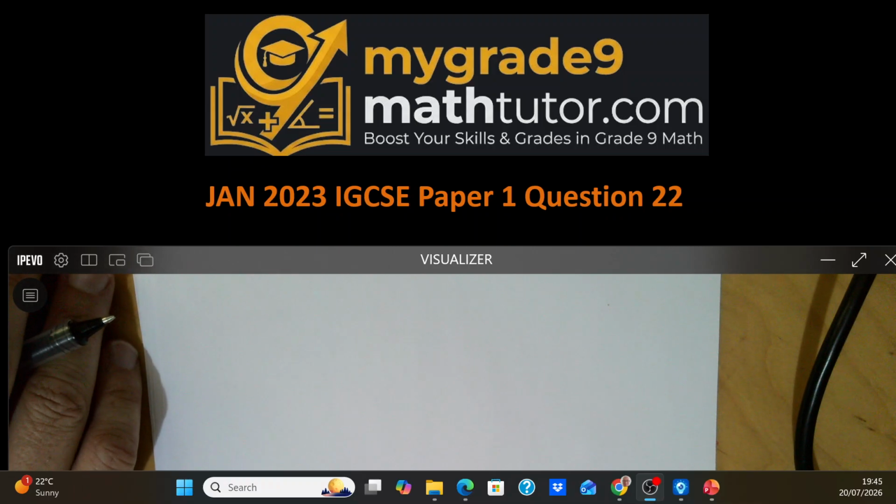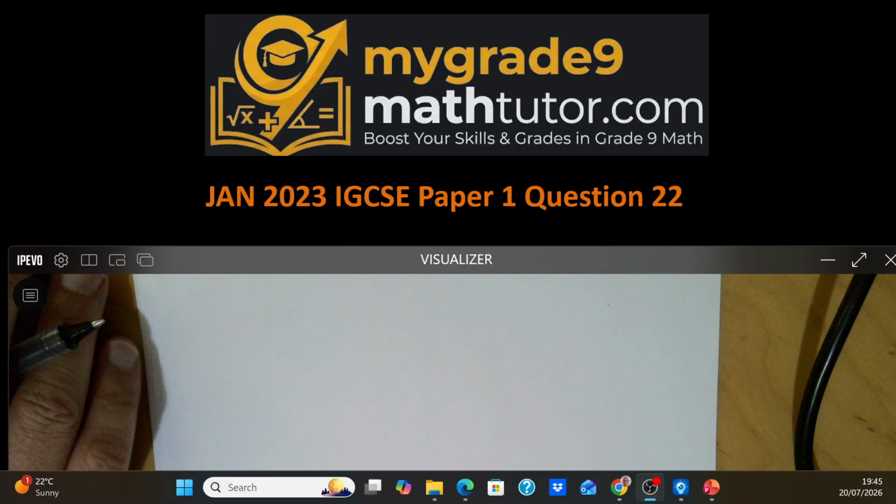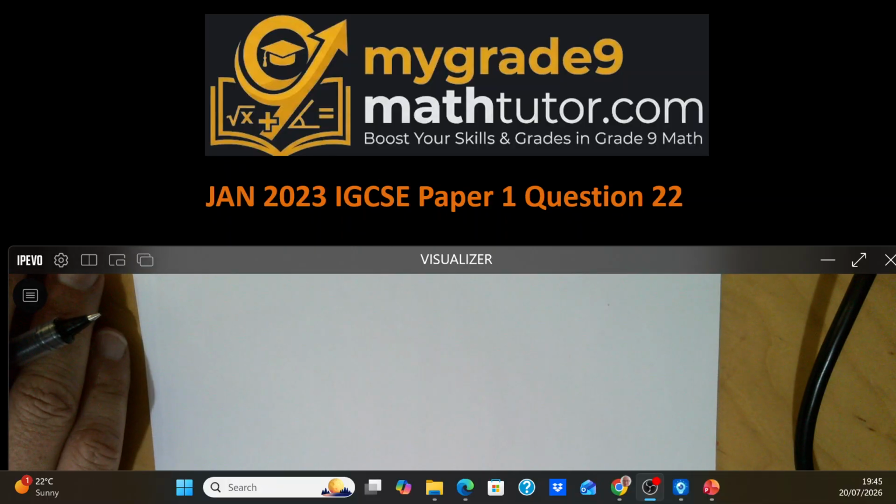2023 IGCSE paper question 123. Hopefully you've had a go at the question, you've had a go at the mark scheme, and you're now wondering, how could I do this question better? And now we're just going to do a little walkthrough of the question and what to do.